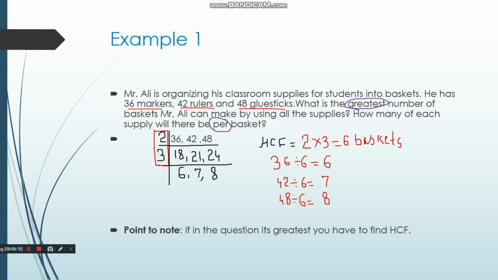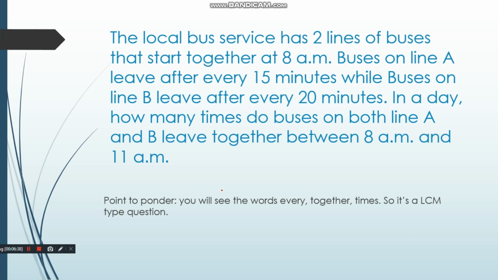Now I will give you a trick. Without solving this, you can find your answer. It's over here. You can see 6, 7 and 8. 6 are markers, 7 are rulers and 8 are glue sticks. The question which you get in the end, that is your answer. Okay, that is the second part answer. I hope it's clear to you. Now let's solve one example.